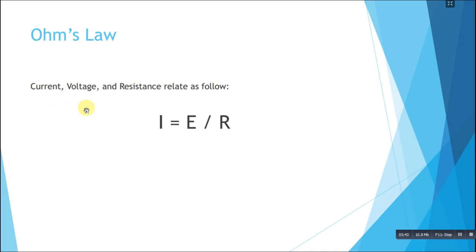So here we have Ohm's law, which is a very famous law on the relationship between current, voltage and resistance. We have current is equal to voltage over resistance, I = V over R.